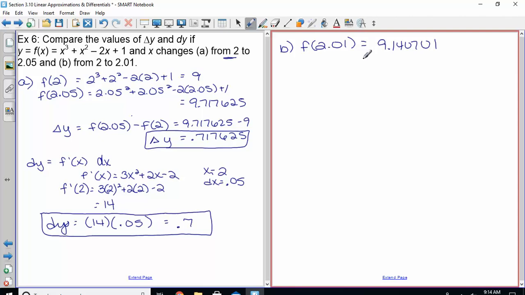So my change in y this time, if you did, you'd have to do what? The f of 2.01 minus the f of 2, your ending minus your starting. So our change in y is 0.140701.